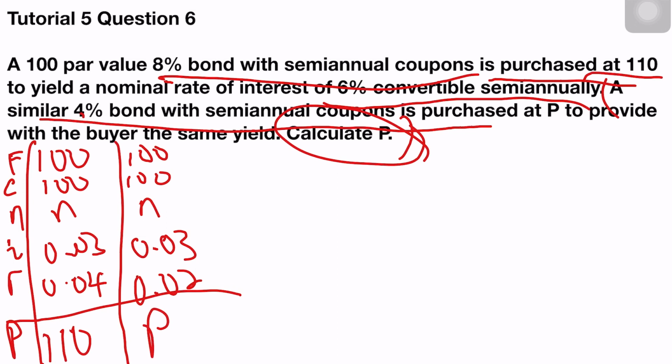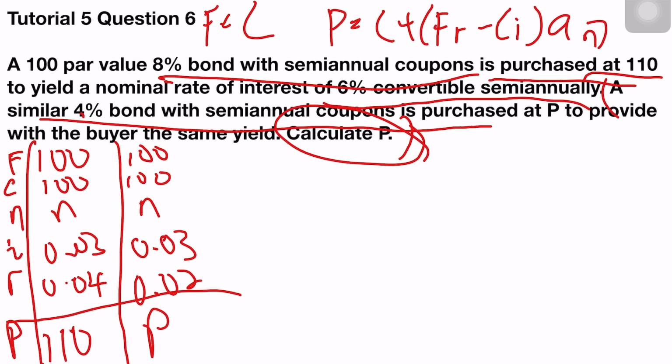Okay, since F is equal to C, it is more suitable to use the second formula, which is the premium or discount formula. This is the formula. If F is equal to C, we can factorize it out, and then we can put a C here, and then we cancel this, so it is easier to calculate. So we plug in all the figures.